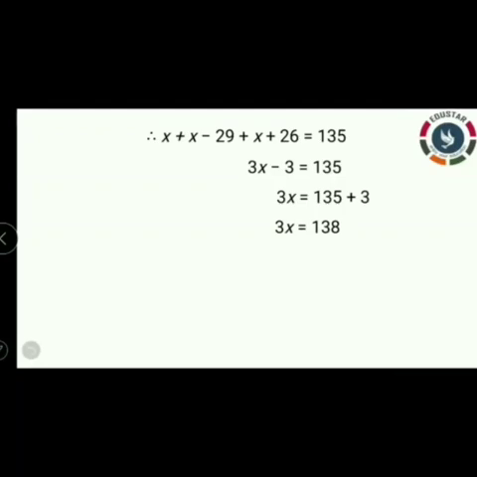The answer is 138. And multiplication transposed to the right side becomes division. So x is equal to 138 divided by 3. So the value of x is 46. 4 3s are 12, remaining is 1, 6 3s are 18. So from this we found the value of x is 46.